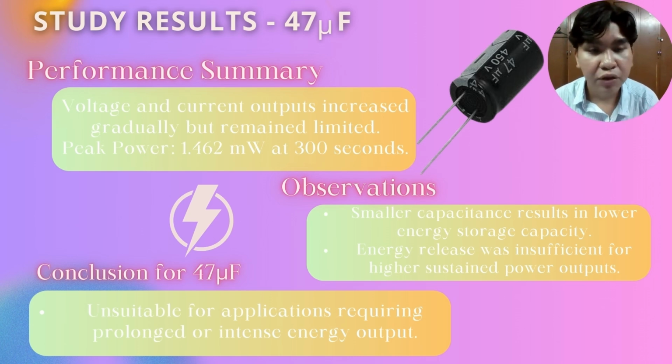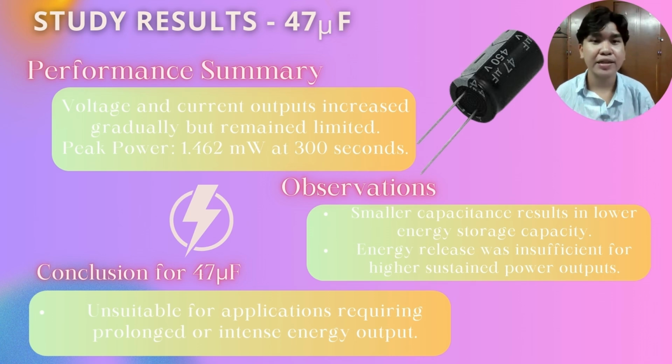For the study results for the 47 microfarad capacitor, the performance summary is that voltage and current outputs increased gradually but remained limited. The peak power was 1.462 milliwatt at 300 seconds. For the observations, smaller capacitance results in lower energy storage capacity, and energy release was insufficient for higher sustained power outputs. The conclusion is that the 47 microfarad capacitor is unsuitable for applications requiring prolonged or intense energy output. In the real world, the military or high government use larger capacitance, like 1000 microfarad, in their flashlights to use daily.